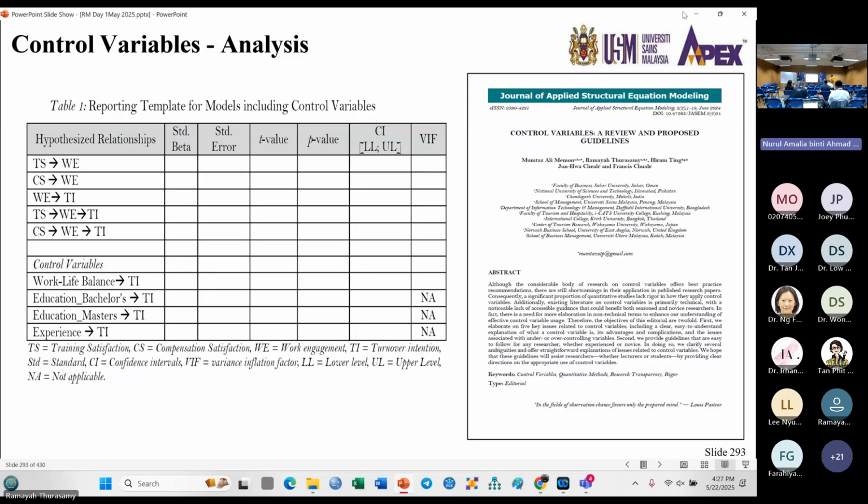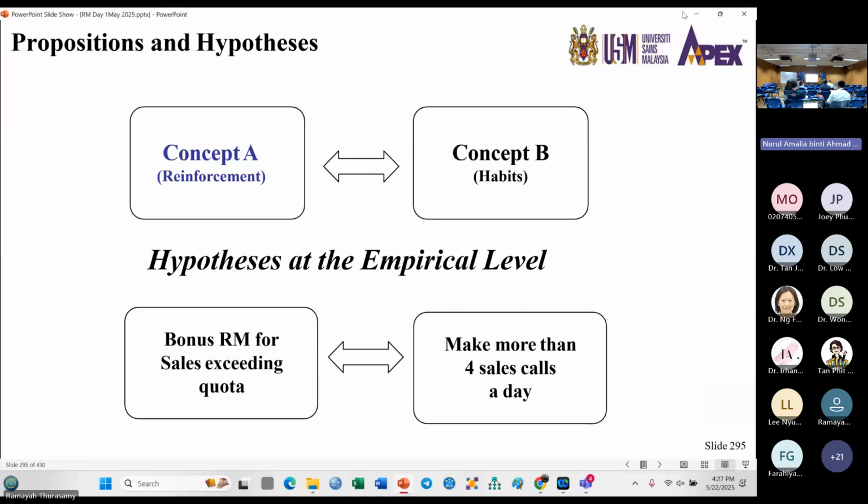Okay. Next is the theoretical framework. When we develop models, we have the first level and the second level. This morning I showed you that. We have the concept A leads to concept B. This is at the theoretical level. For example, we have reinforcement leads to habit. This is the general theory here.